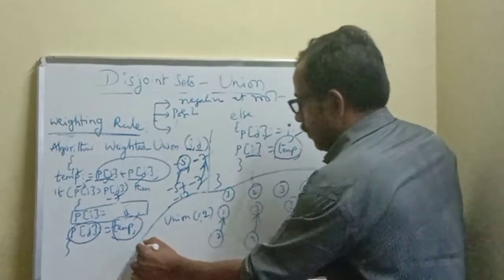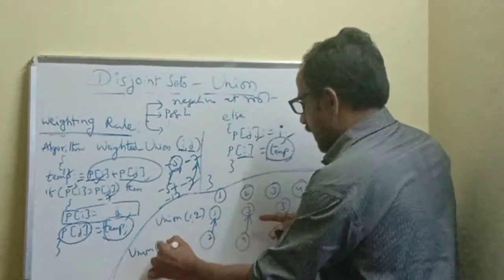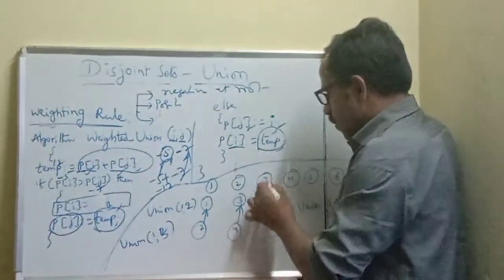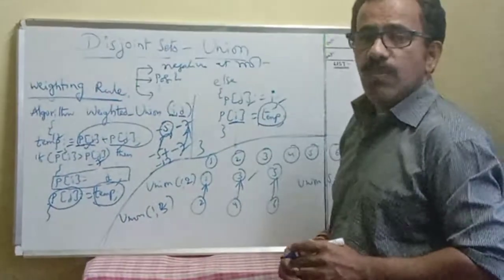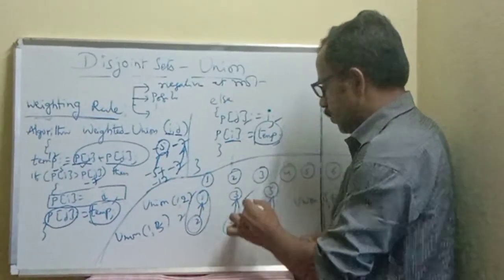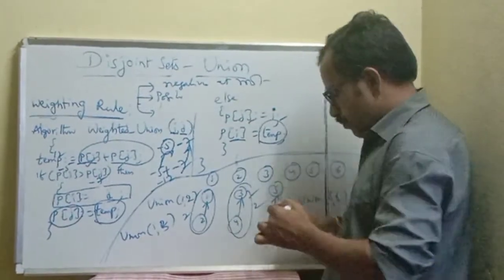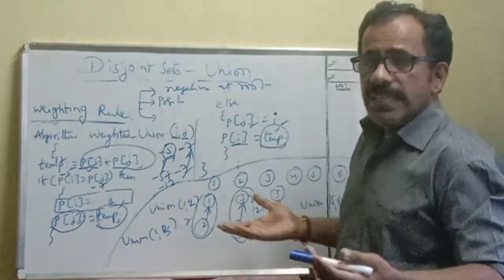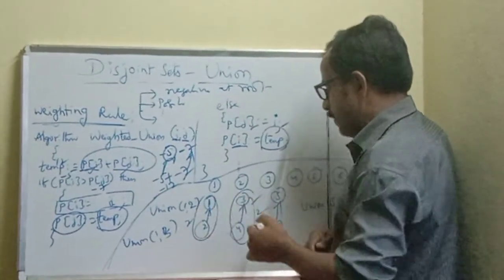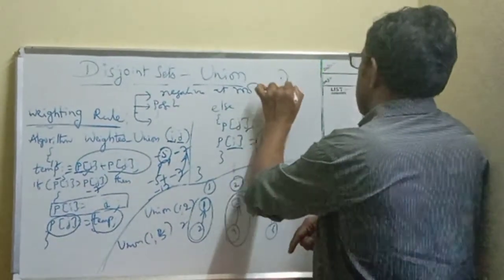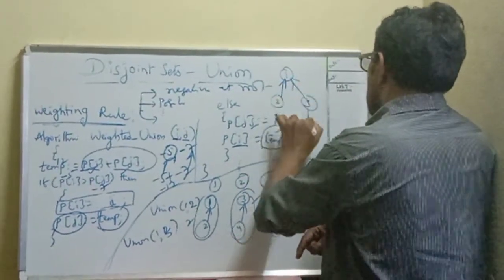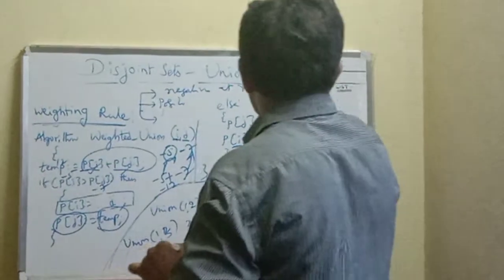After that, suppose I want to perform union of 1, 3. What is 1? Root node of this tree structure. What is 3? Root node of the second tree structure. According to weighting rule, first you calculate how many nodes are there in this. How many nodes are there? 2. How many nodes are there? 2. So both are having equal number of nodes. Then there is no problem. Either you make 1 as parent of 3 or 3 as parent of 1. If I make 1 as parent of 3, then I can get it like this. 1, 2, 3, 4. This is the combined tree.